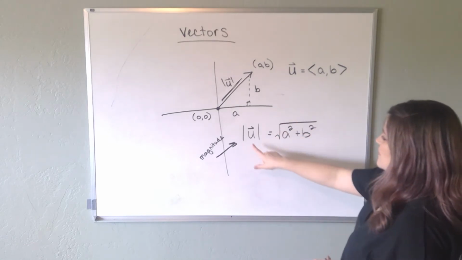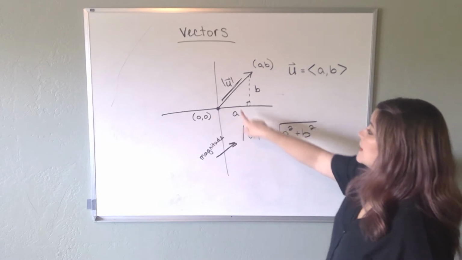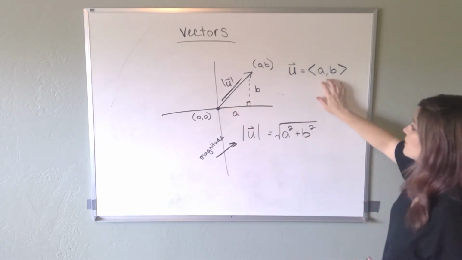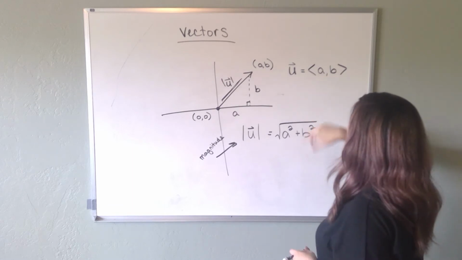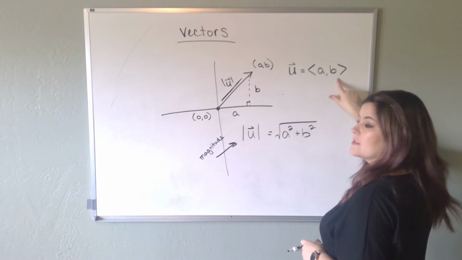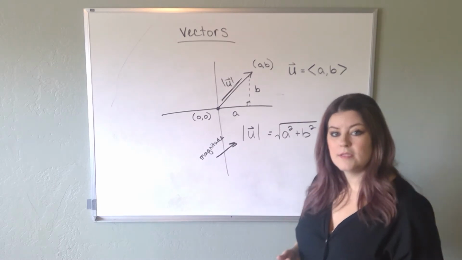All right, so if I want the magnitude of any vector starting at the origin in component form, you're just going to do the square root of a squared plus b squared. So let's do an example.